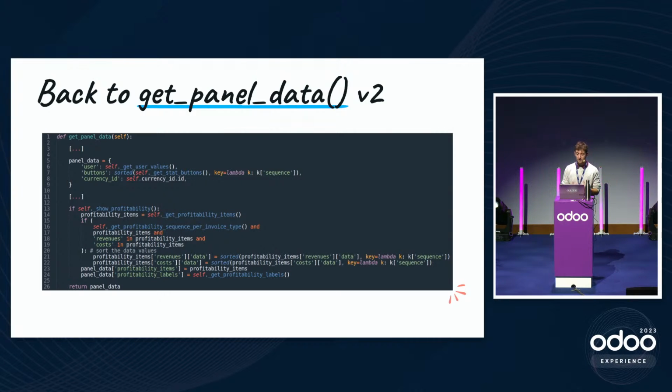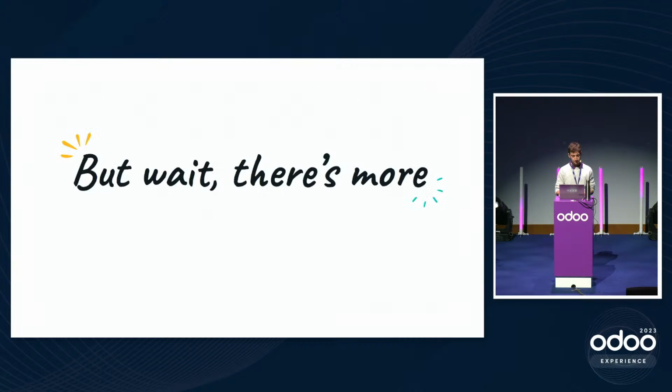In line 15, we have an if statement which checks whether there is a sequence for each invoice type and whether we have profitability items and whether we have revenues and costs in those profitability items. If we do, we sort the profitability items depending on the sequence that we have. And then finally, in lines 23 and 24, we add the profitability items and their labels by calling the get profitability labels method. We add them to the panel data that we return to the front end. And finally, in line 26, we return the panel data to the front end.